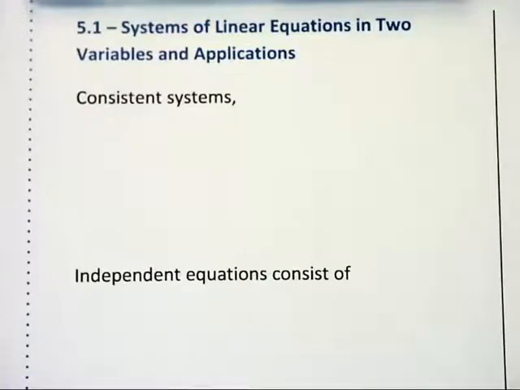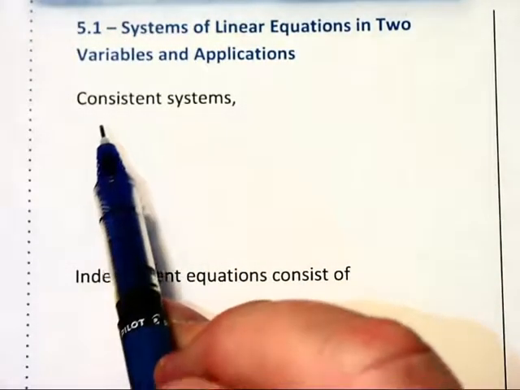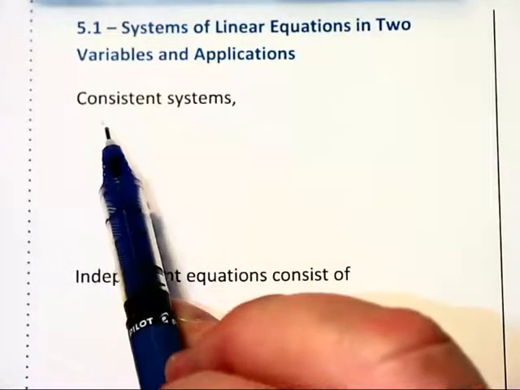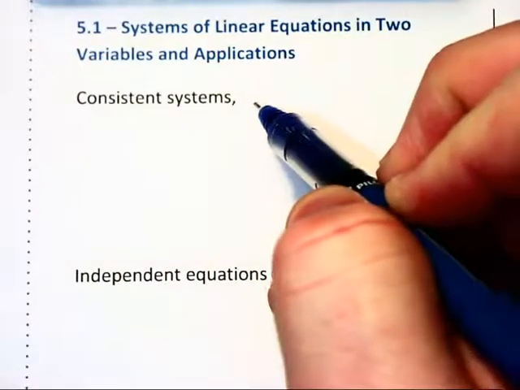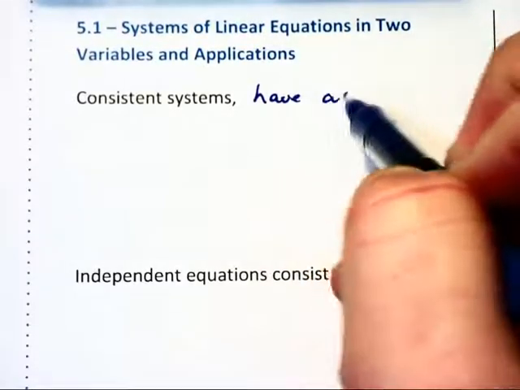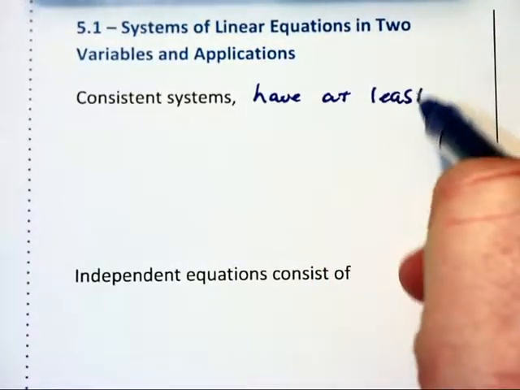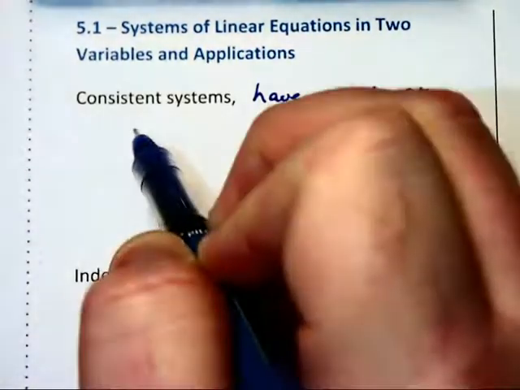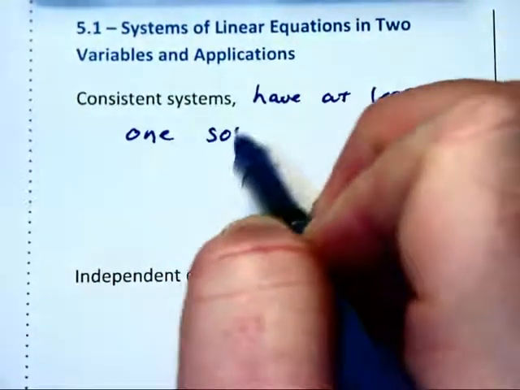This should be a familiar section to you as far as the concepts are concerned, but the vocabulary might be new. The word consistent basically means that consistent systems have at least one solution. At least one solution.